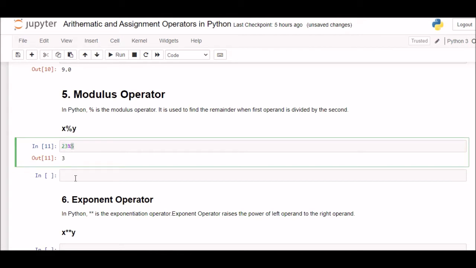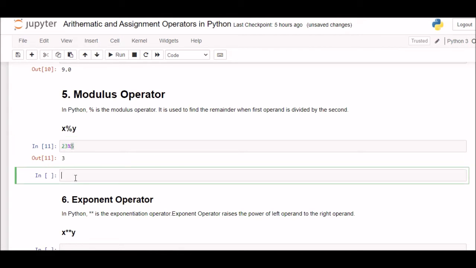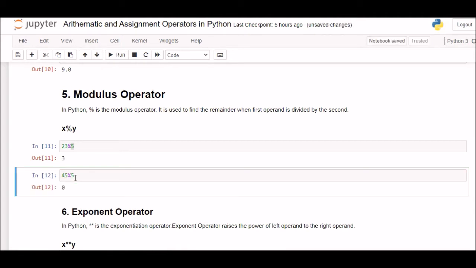Okay, let's take another example. 45 and percent 5. Let's run the code. It gives 0 because here in this code 45 modulus 5, in this case the remainder is equal to 0. Okay, so in this way you can perform the modulus operator.